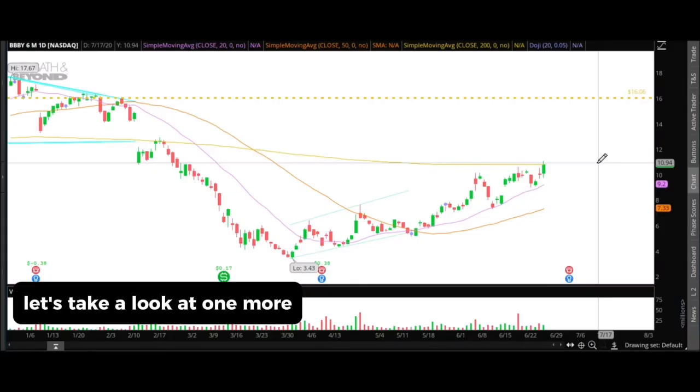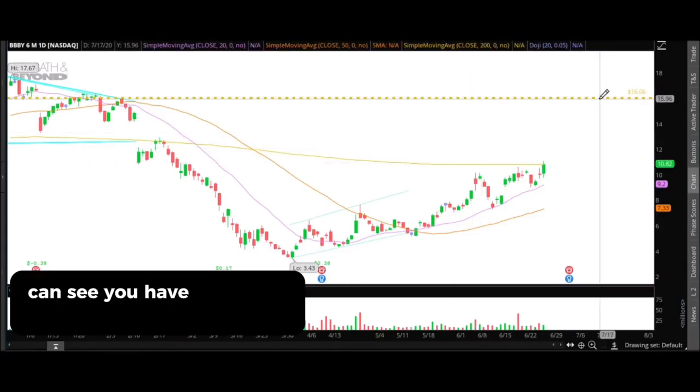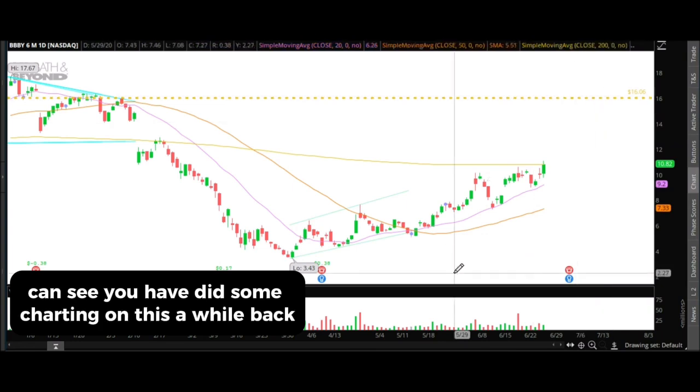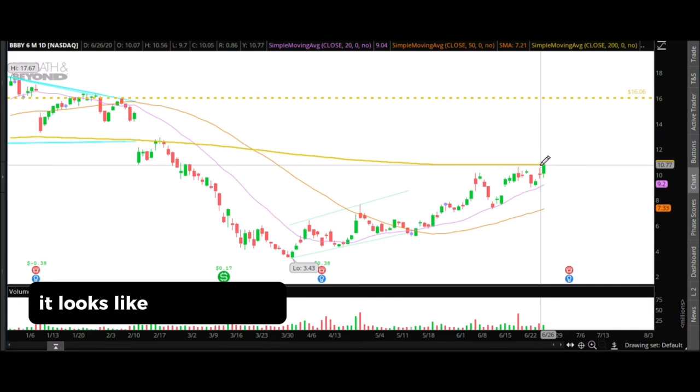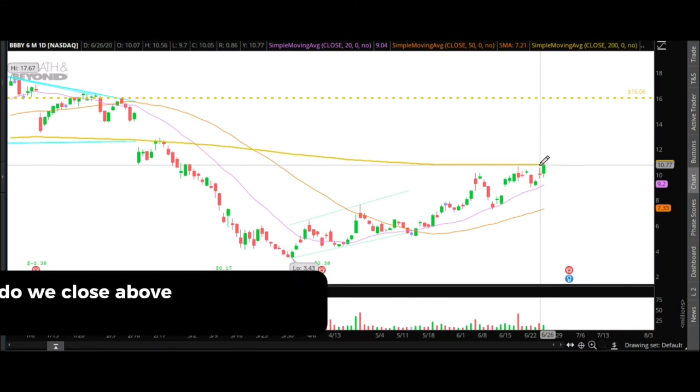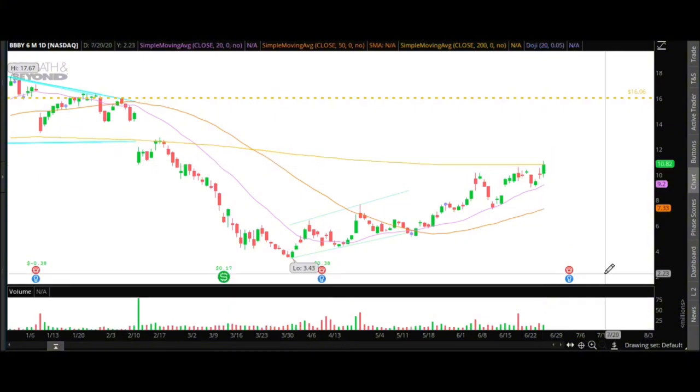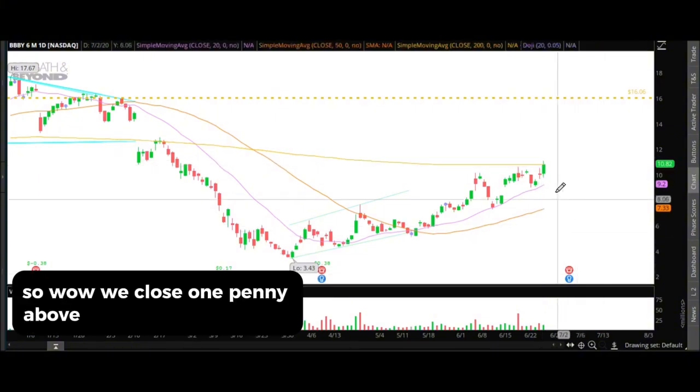All right, let's take a look at one more. Talked about Bed Bath & Beyond. You can see I did some charting on this a while back. So you have this old line here at 16.06. And it looks like we just closed. Did we close above the 200-day? 10.82. So wow, we closed 1 penny above the 200-day moving average.